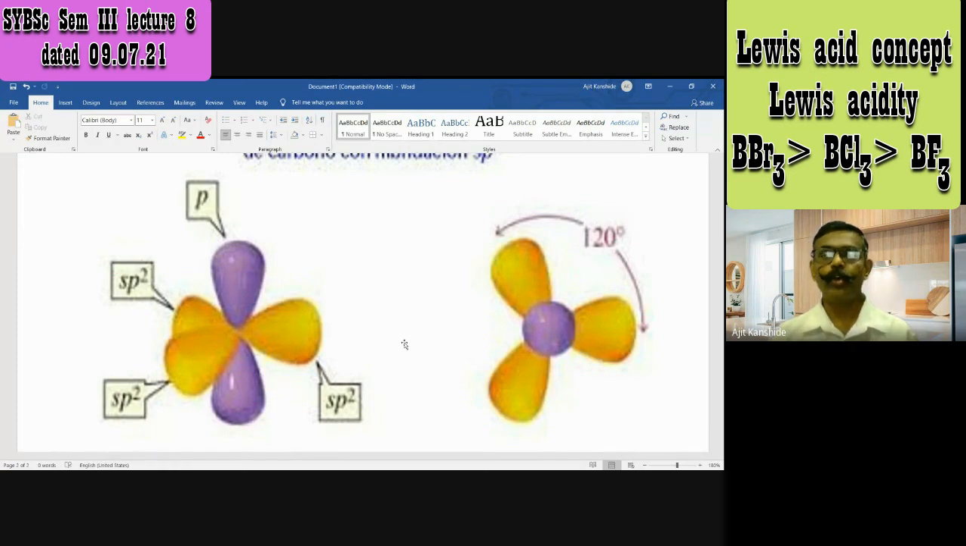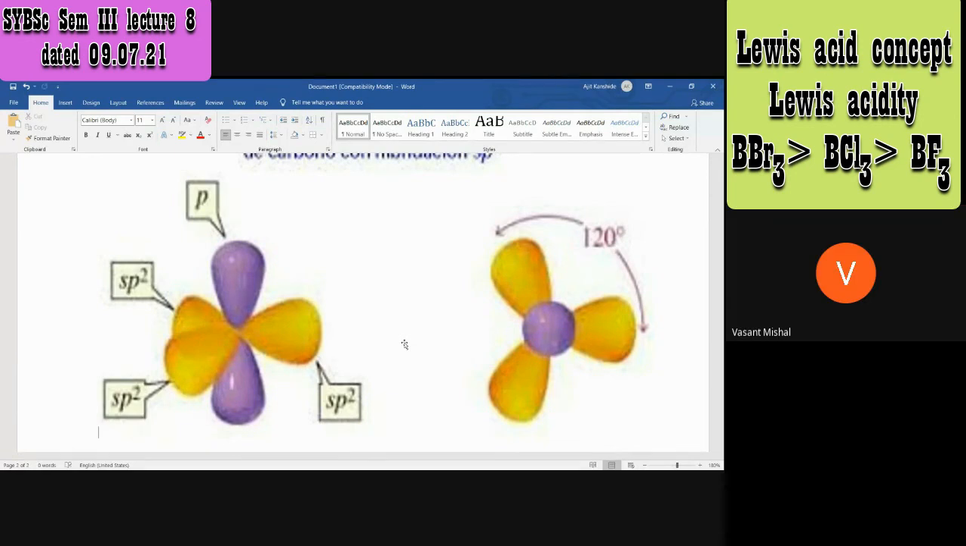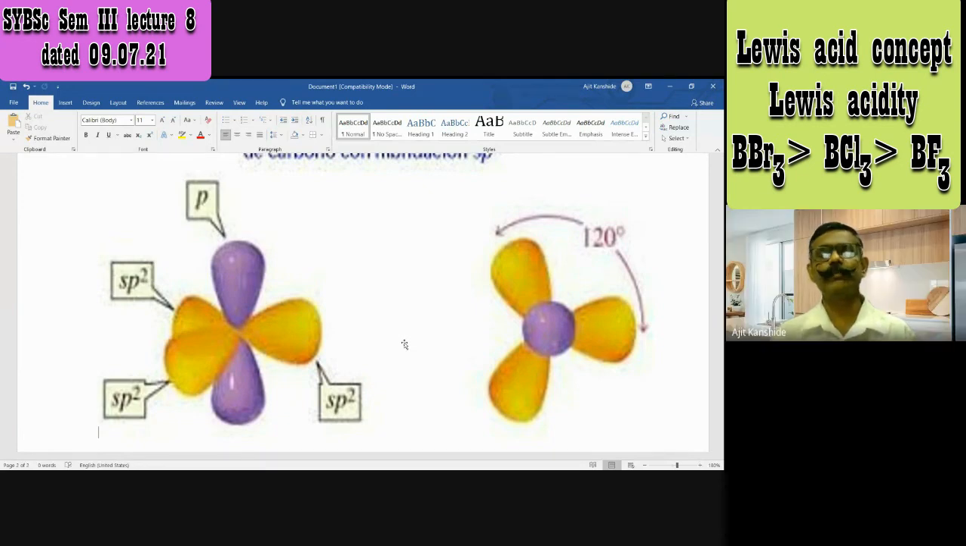If 4 bonds are there, then you understood sp3 hybridization. If 3, then sp2. Are you following what I am saying? If 2 bonds are there, then sp hybridization. Now the compound in our discussion is BF3, or boron compounds where 3 bonds are there. In order to obtain those 3 bonds, there should be sp2 hybrid orbitals.